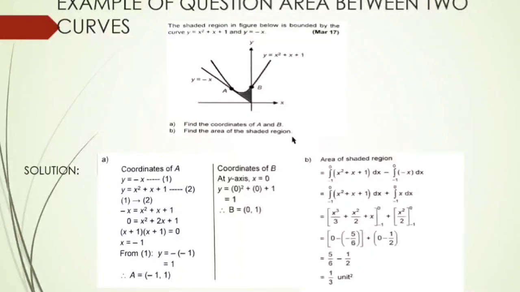The area of the shaded region equals the definite integral from negative 1 to 0 of (x squared plus x plus 1) dx minus the definite integral from negative 1 to 0 of (negative x) dx. After we integrate them, we get (x cubed over 3 plus x squared over 2 plus x) from negative 1 to 0 plus x squared over 2 from negative 1 to 0. When we insert the numbers, we get 0 minus (negative 5 over 6) plus 0 minus 1 over 2, which equals 5 over 6 minus 1 over 2, and the answer is 1 over 3 unit squared. That is how we solve this kind of question.